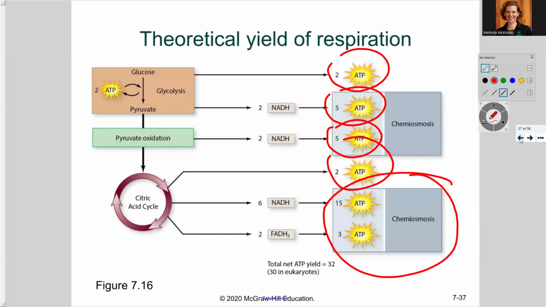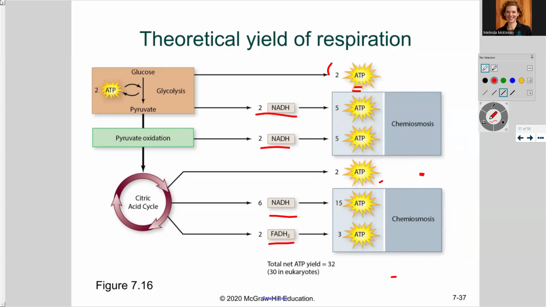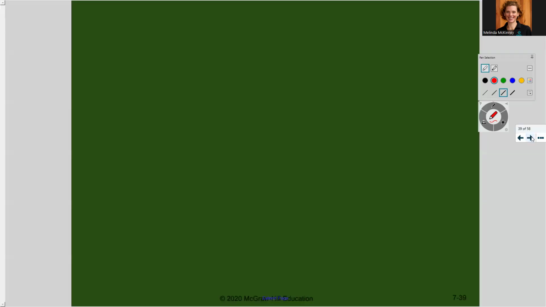Okay, so let's just see. I was trying to rush through this one, sorry. This one is really just looking at the theoretical yield from each of the NADH molecules and FADH2. So the idea is all of that energy ends up making ATP, most of it through the process of chemiosmosis, some of it through substrate level phosphorylation. All right, and that is it. Whew.